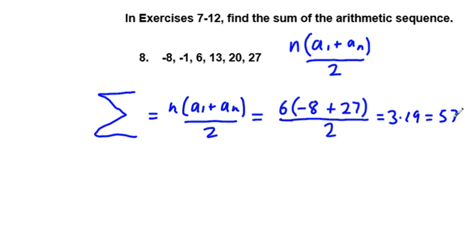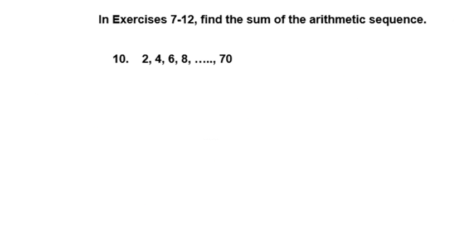So 57 is going to be the sum of this arithmetic sequence, and we could just add these in the calculator and we would get the same thing: negative 8 plus negative 1 plus 6 plus 13 plus 20 plus 27. Anyway, let's go on to the next even number problem.